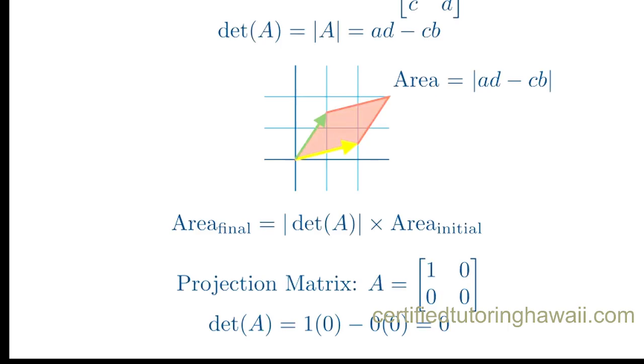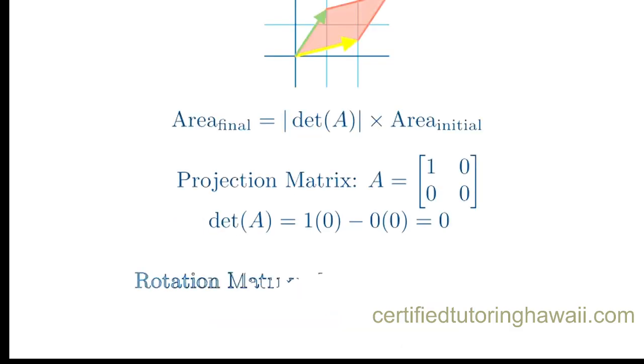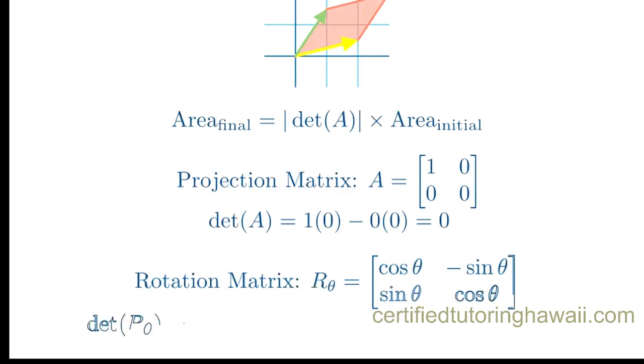Now for the rotation matrix. Its determinant is cos squared plus sin squared, which is 1. An absolute value of 1 means the area does not change. This is exactly what we expect for a rotation. Rotating a shape changes its position, but not its size or area. The determinant of 1 confirms this.